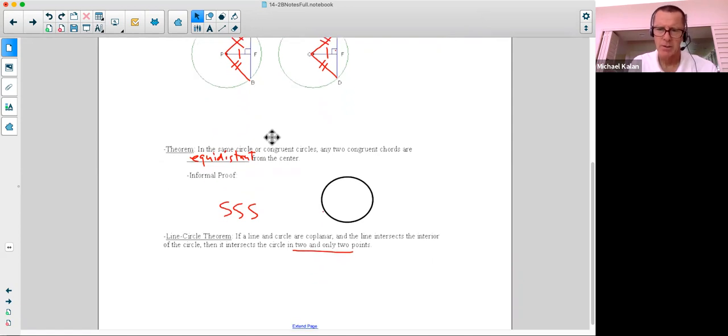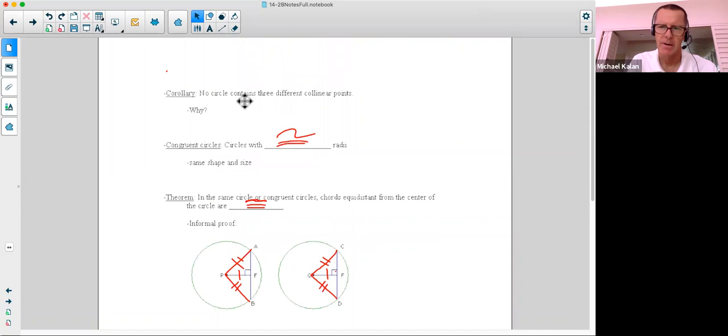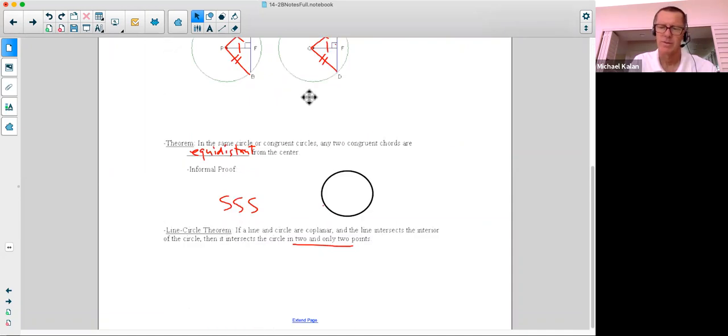All right, then we have the line circle theorem. It says if a line and a circle are coplanar and the line intersects the interior of the circle, then it intersects the circle in 2 and only 2 points. Again, what does that relate to? Yeah, no circle contains 3 different collinear points. Okay, so these all kind of interrelate and they all pretty much make complete sense.